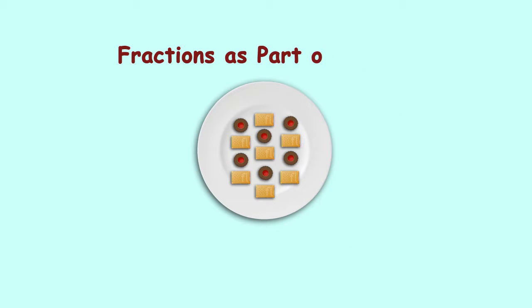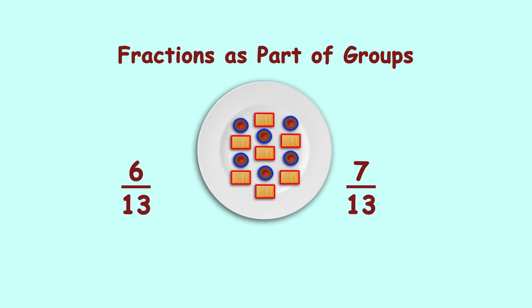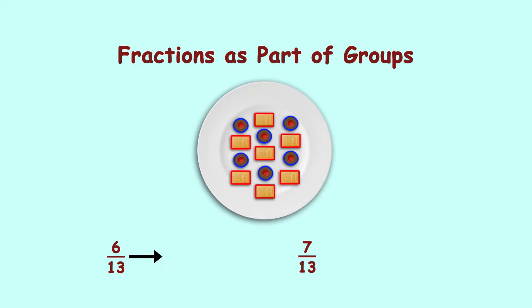We can also use fractions as part of groups. Let's understand this better with an example. There are 13 biscuits on this plate. These are not of the same type. Of the 13 biscuits, 6 have chocolate whereas 7 are milk cream biscuits. Therefore, we can say that 6/13 of the biscuits have chocolate and 7/13 are milk cream biscuits.